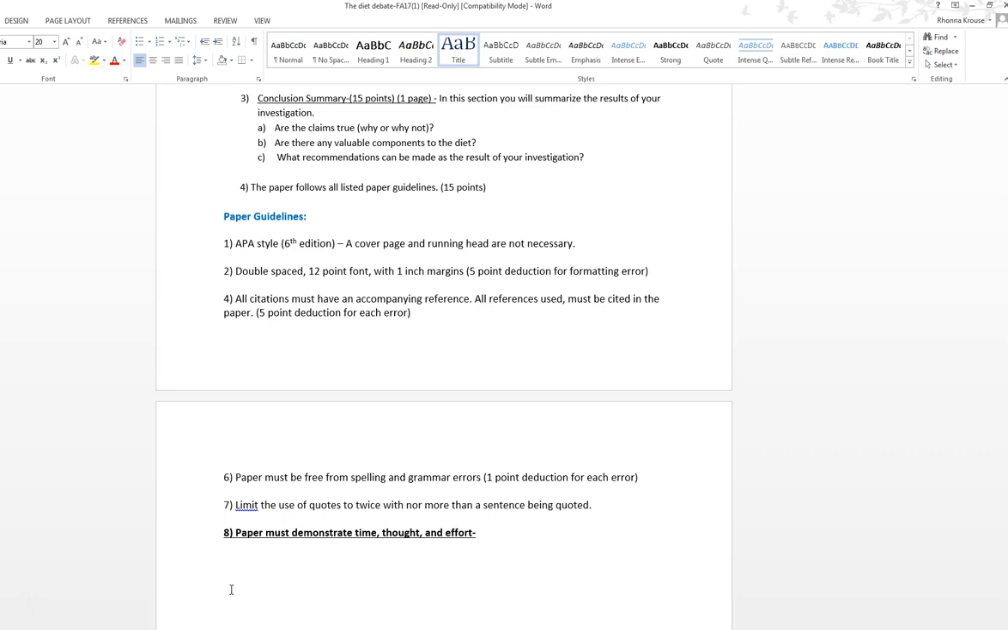And then in this, we also really want to limit the use of quotes. You do need to put this entire paper into your own words. And so you want to cite every single source that you utilize, and you want to make sure that you use language that allows the paper to be in your words, but you do not really want to quote. We want to avoid quoting.